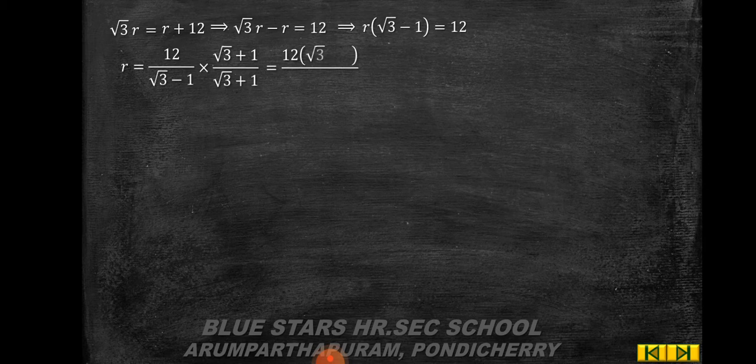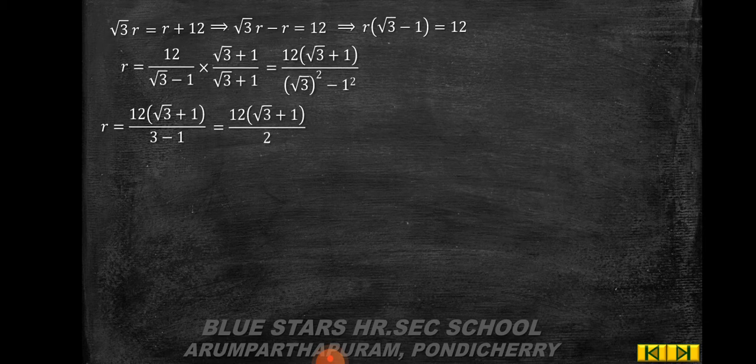So which is equal to 12 into root 3 plus 1 divided by root 3 the whole square minus 1 square, because we are using the formula a plus b into a minus b is equal to a square minus b square. Therefore, R is equal to 12 into root 3 plus 1 divided by root 3 the whole square is 3 minus 1 square is 1, which is equal to 12 into root 3 plus 1 by 3 minus 1 is 2. 2 and 12 get cancelled, it becomes 6. So, R is equal to 6 into root 3 plus 1.